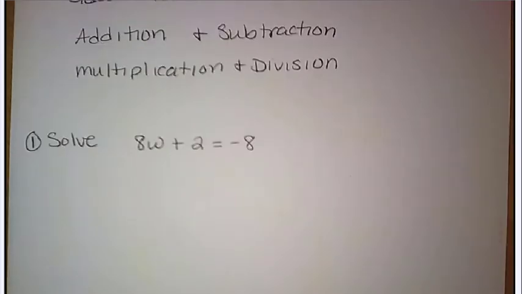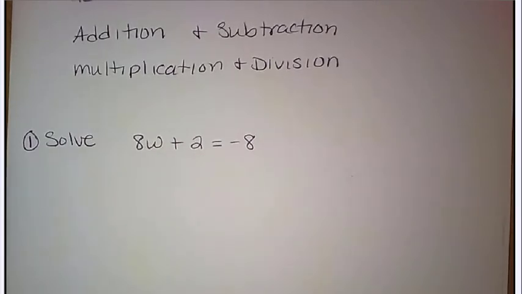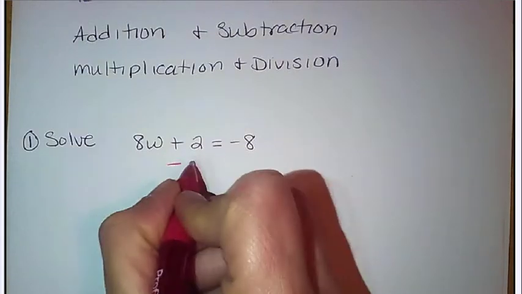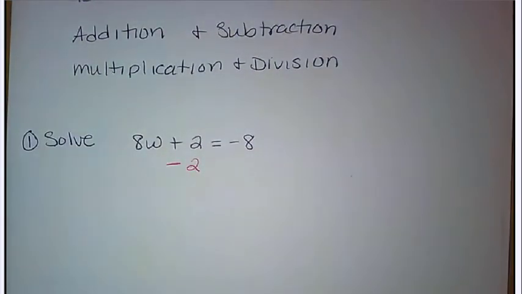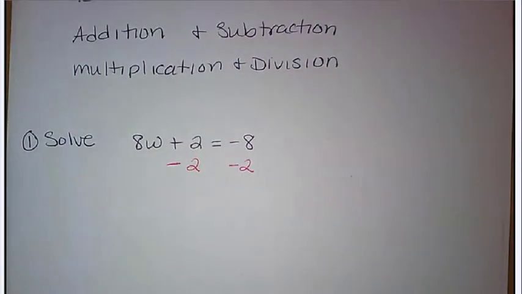So for our first example, you'll see we have 8w plus 2 equals negative 8. Notice that we only have one w, so all of our w's are actually already together on one side, so we don't have to worry about that. We're just trying to, again, isolate that w. So the first thing we typically always want to move away from our w is our constant number. In that case, our constant number is 2. Since it's plus 2, we're going to use our subtraction, so we're going to subtract 2. And remember, whatever I do to one side of the equation, I have to do the exact same thing to the other side, so I'm going to subtract 2 from that side as well.